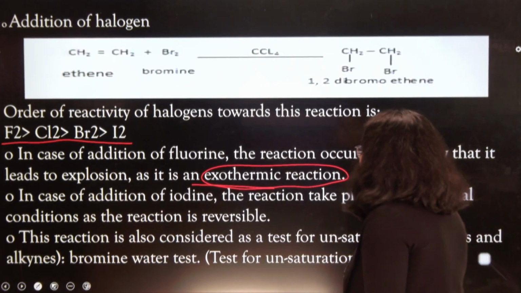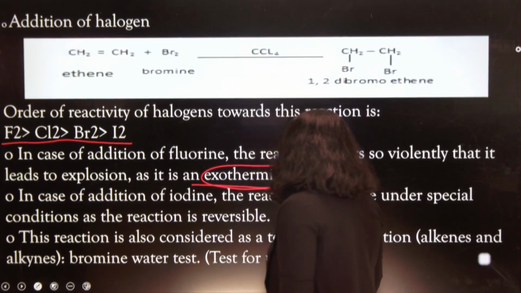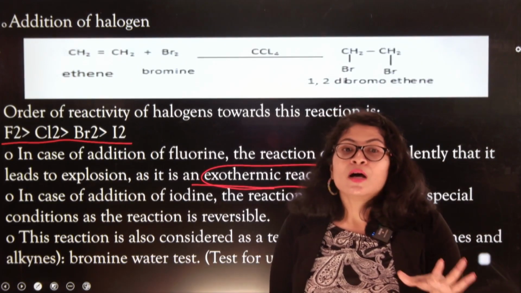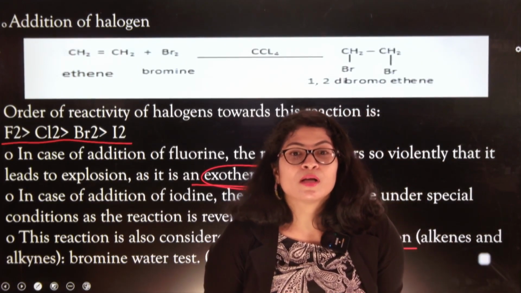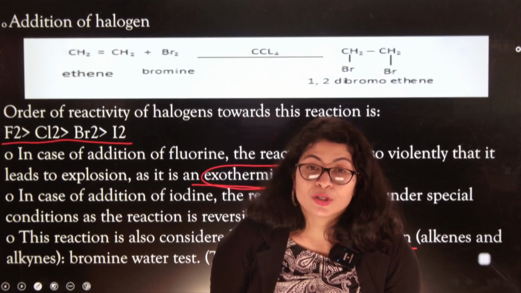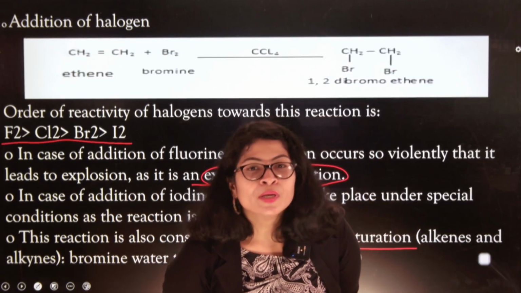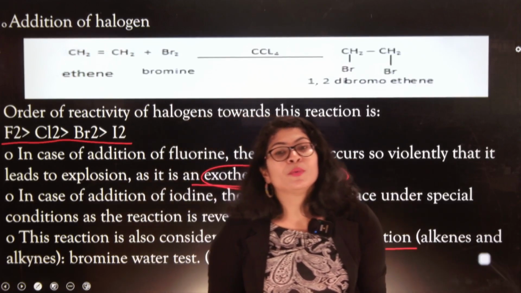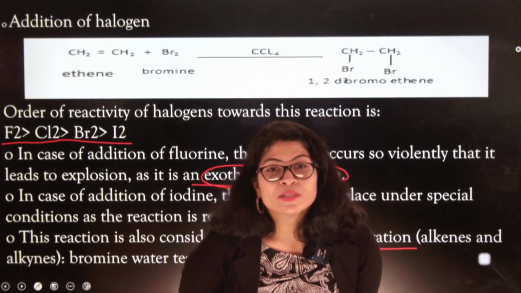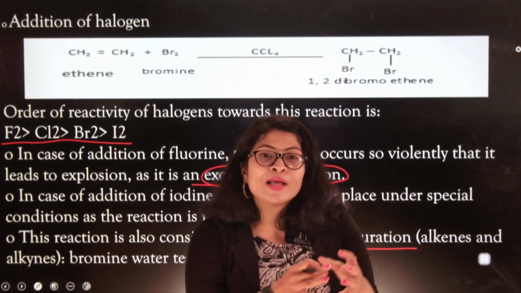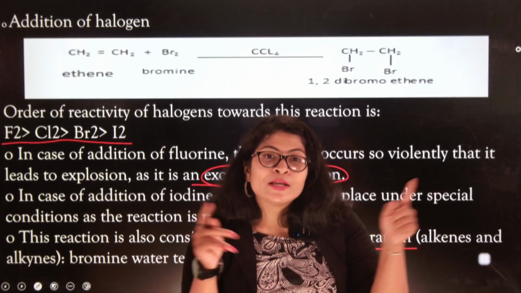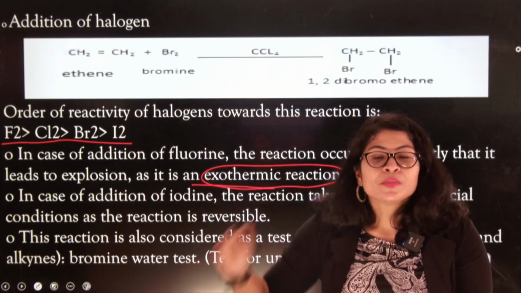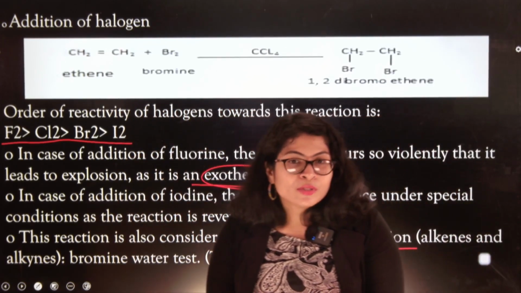So this reaction is also considered a test for unsaturation. If we need to see whether a compound is saturated or unsaturated, we react it with a halogen, mostly bromine water. The test for unsaturation is the decolorization of bromine water. If bromine water loses its color, that means the bromine bond has broken and bromine has attached itself to the unsaturated part of the hydrocarbon, right?